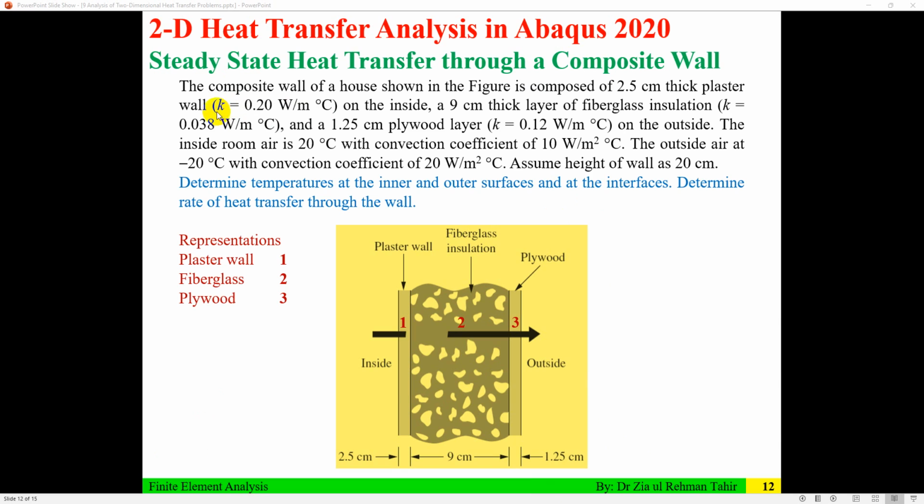In this problem, thermal conductivity is watt per meter per degree Celsius, heat transfer coefficient is watt per meter square per degree Celsius, and then dimensions are in centimeters. So we need to convert those into standard units, which are meters.